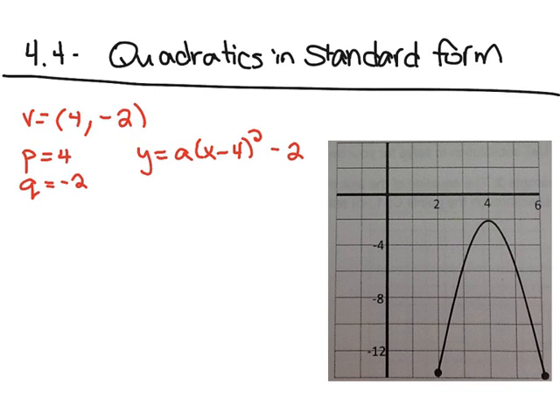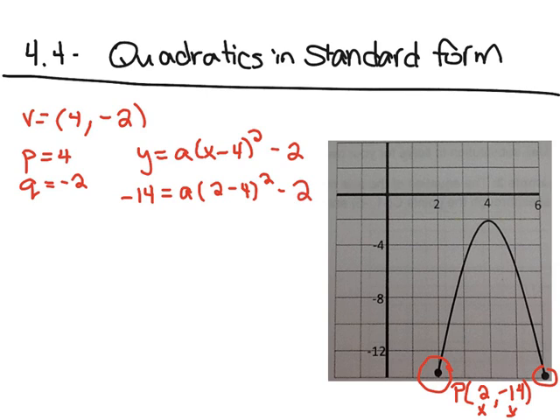Now we need to find our a, but we don't know a. But what we do know is that this point on the graph, (2, negative 14), is a point. So we're going to substitute these in for our x and our y. So my y is negative 14, 2 is x, and we're going to simplify. 2 minus 4 is negative 2, squared is 4, so we have 4a minus 2.